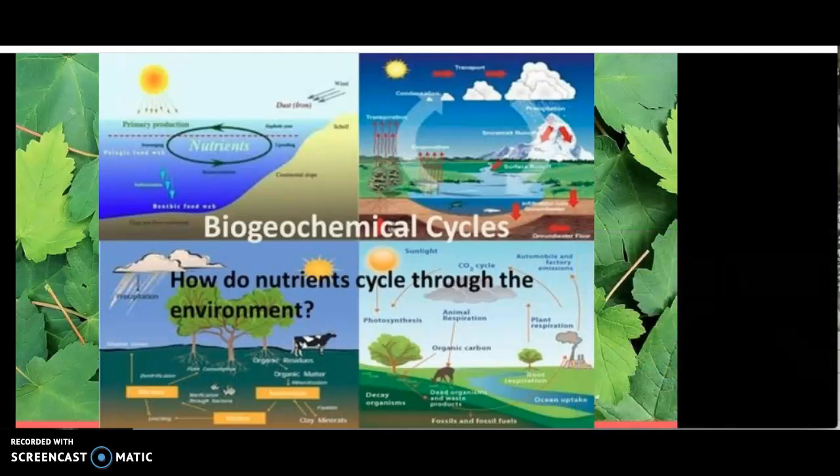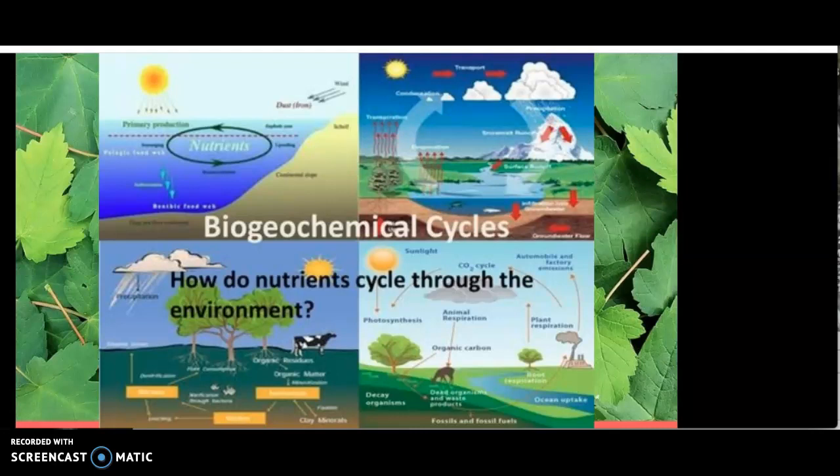So if you look in the top left, that's an image showing a lot of different nutrients moving through the environment. Specifically, some of the ones that we would look at are phosphorus and sulfur in that top left. But there's also other things being analyzed there. In the top right, we're looking at the water cycle. And so water is obviously made up of hydrogen and oxygen, and both of those are going to cycle through. The bottom left is going to be the nitrogen cycle, and the bottom right is the carbon cycle.